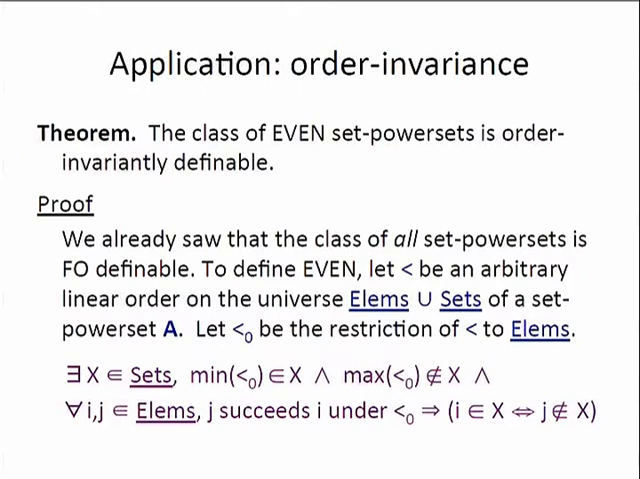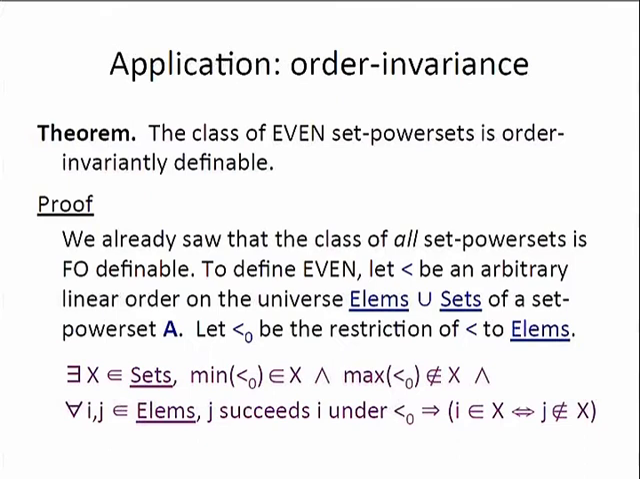And how do we do that if we're given some arbitrary linear order on the entire universe? Recall that the universe of these structures is a disjoint union of atoms and sets. So we have some linear order on this, but of course it induces by restriction a linear order on the set of atoms alone.